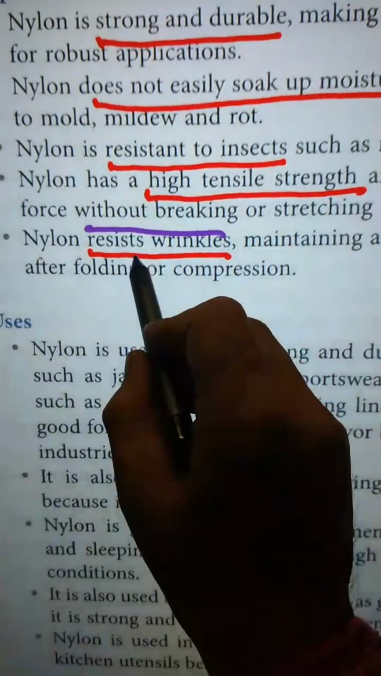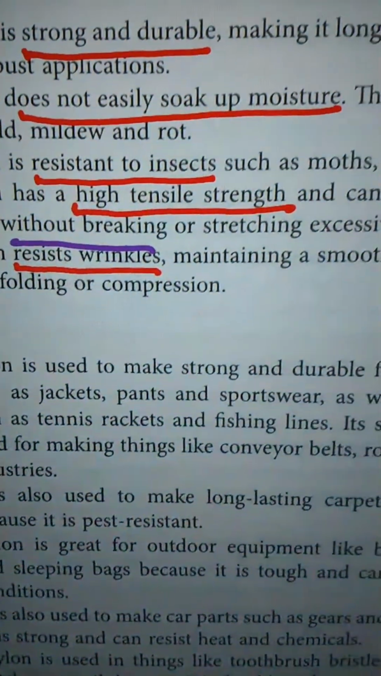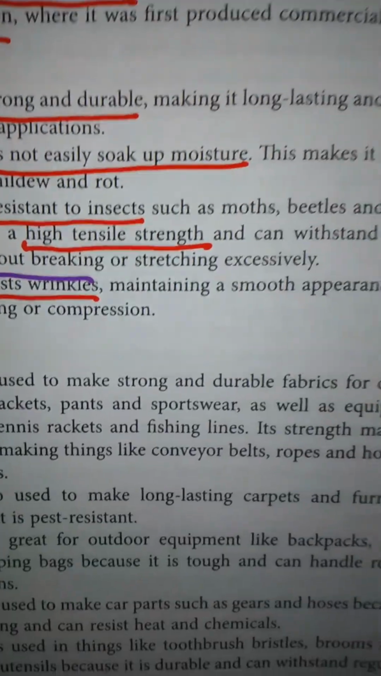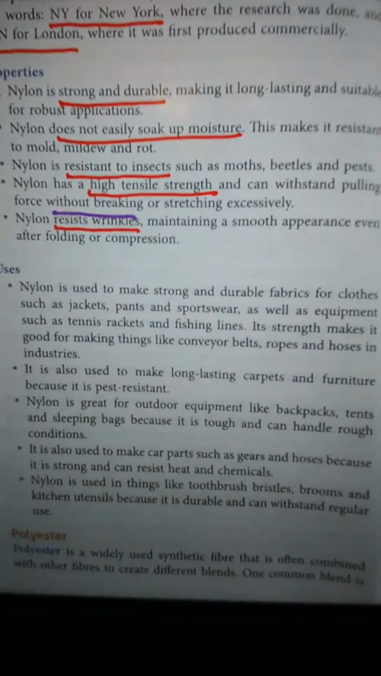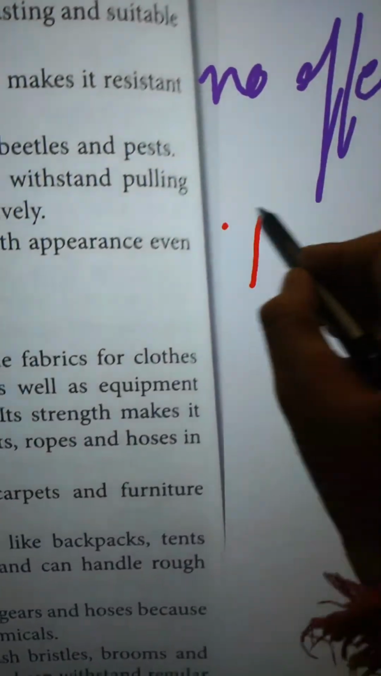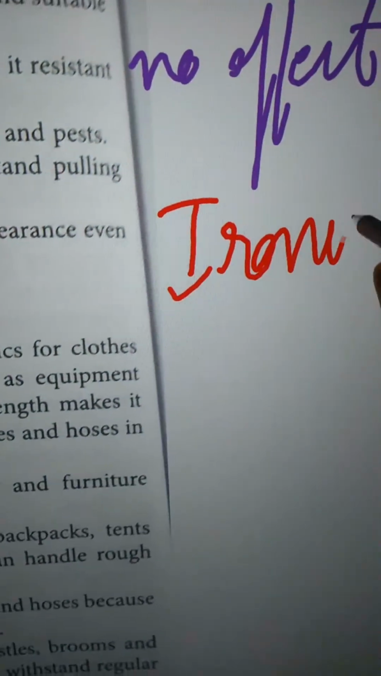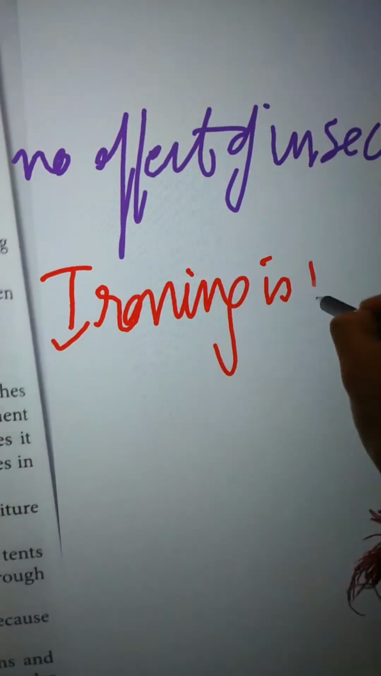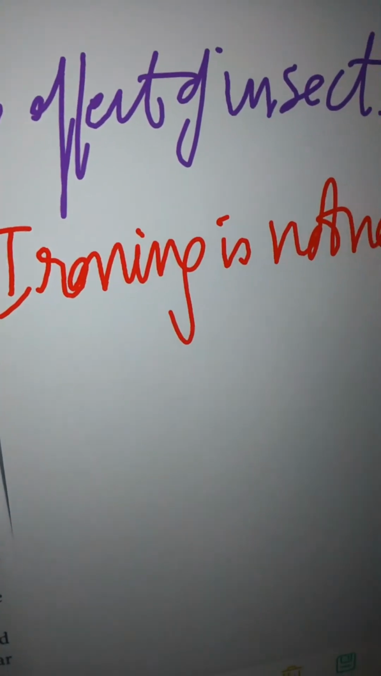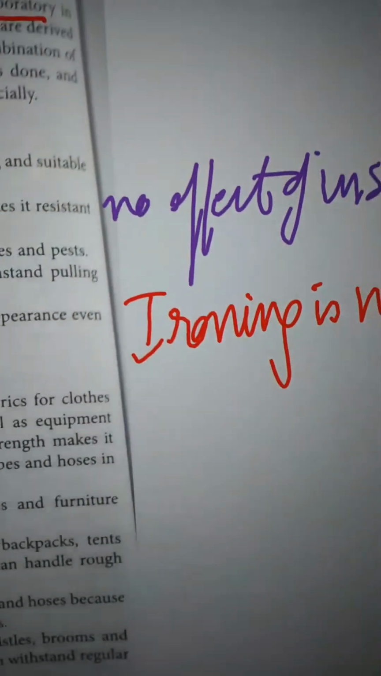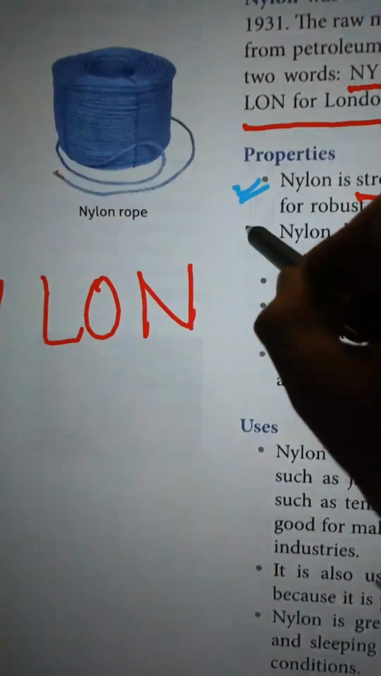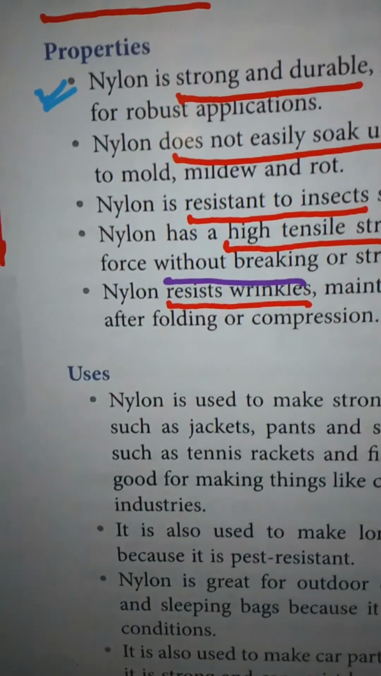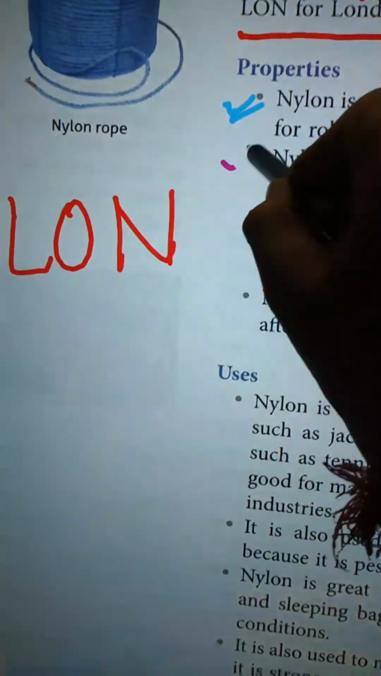And it resists wrinkles. If you have a tracksuit or any cloth which has nylon, then you don't have to iron it. So ironing is not needed. You don't need to iron any object which is made up of nylon. So these are some of the points which make it useful.